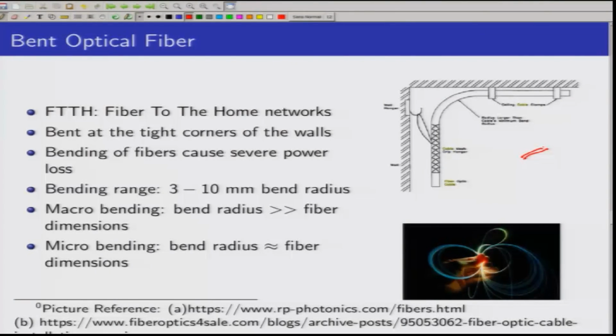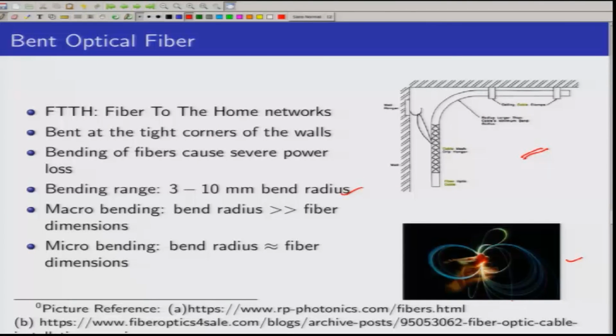So, what is the range of this bending? It is around 3 to 10 mm of bend radius. What happens when these fibers are bent? As you can see in the second picture here, when a fiber is bent or twisted, there is a severe power loss happening and the light is radiating away, which is a problem in transmission networks.